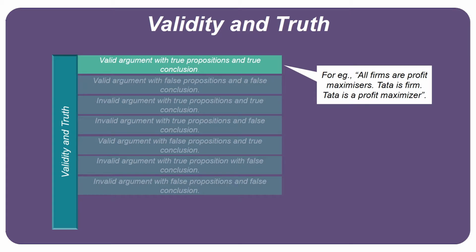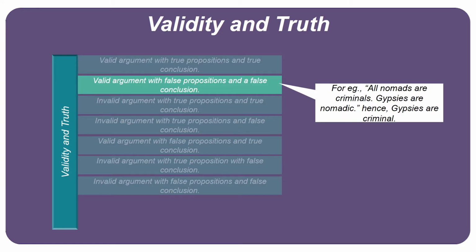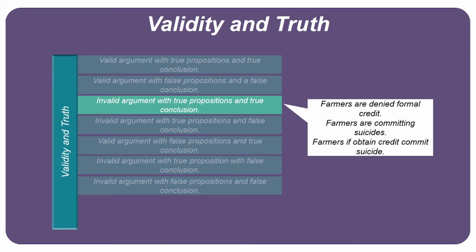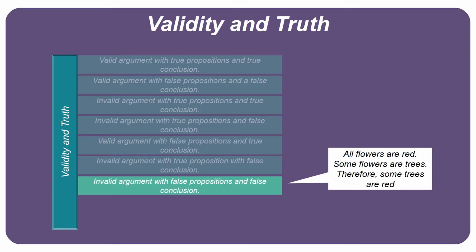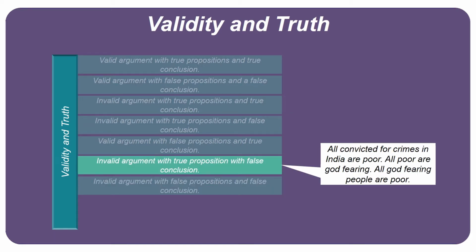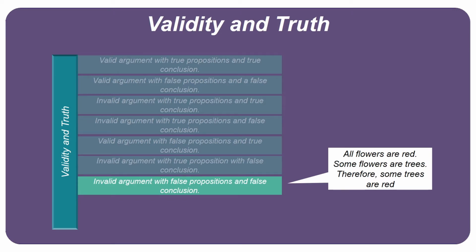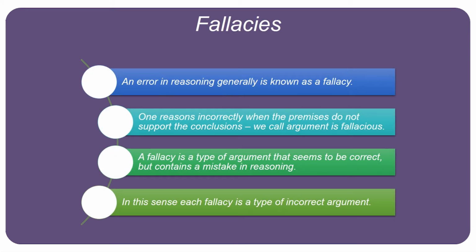Then validity and truth. Validity and truth of propositions can be complex. There can be valid arguments with true propositions and true conclusions, valid arguments with false propositions and false conclusions, invalid arguments with true propositions and true conclusions, invalid arguments with true propositions and false conclusions, invalid arguments with false propositions and true conclusions, and invalid arguments with false propositions and false conclusions. Yet another important part of arguments is fallacies.